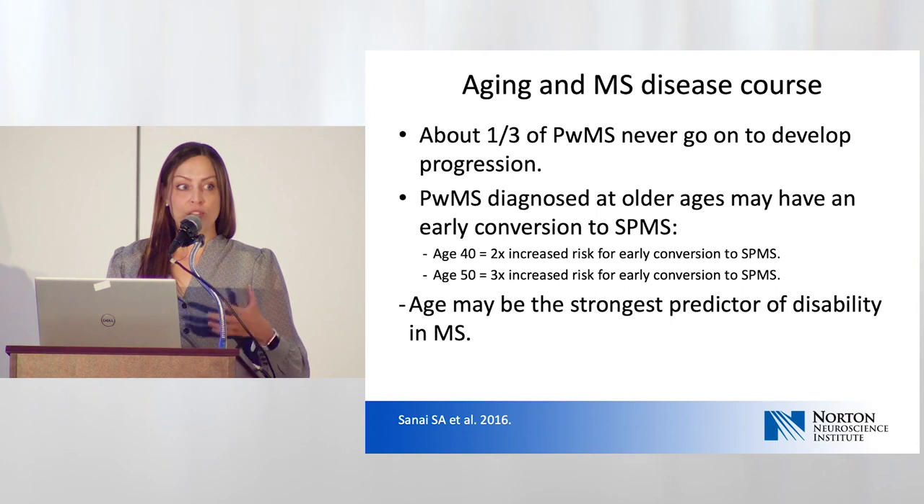And we know that age is a strong predictor of disability in multiple sclerosis. We always think about other things, like what attack they started with. Did you start with optic neuritis, like impaired vision in one of your eyes, or maybe difficulty walking, the person's sex, or if they have progressive initially or relapsing MS? But we know that age is a strong predictor as well.